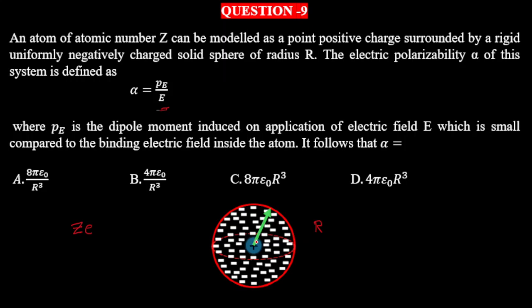Now the question says, if we turn on the external electric field, then what will be the polarizability of this atom? I hope what has been asked in the question is clear. So let's try to solve this problem. To solve this problem, I have already drawn two figures here. This is case 1 and this is case 2.